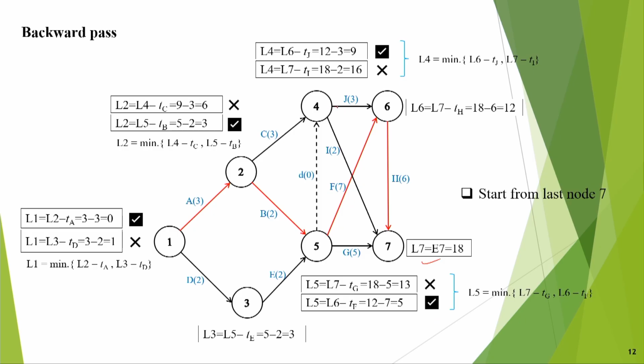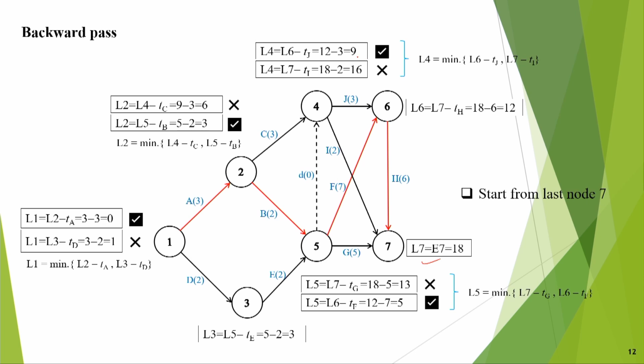So, in fact, at node 4 there are 2 arrows coming out, so we have to see both the paths. L6 minus 3, that is 12 minus 3, means 9, and the other path is 18 minus 2, which is 6.